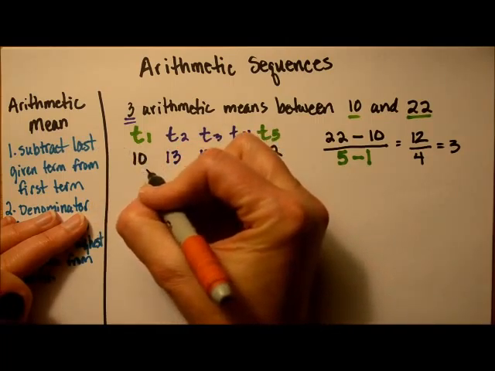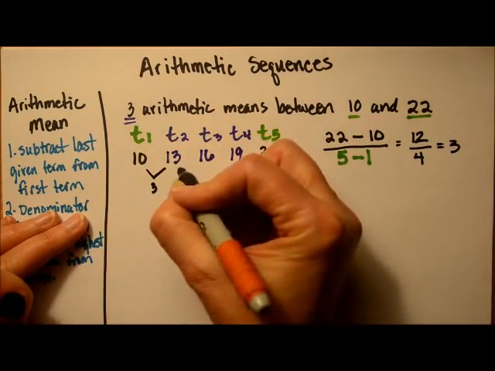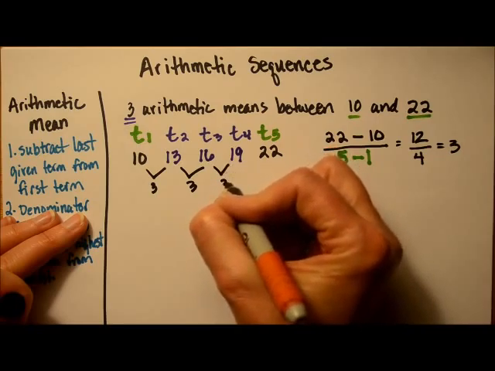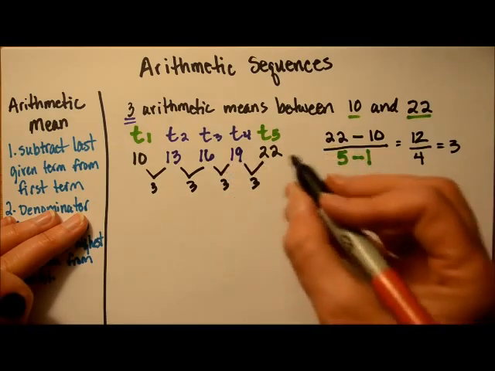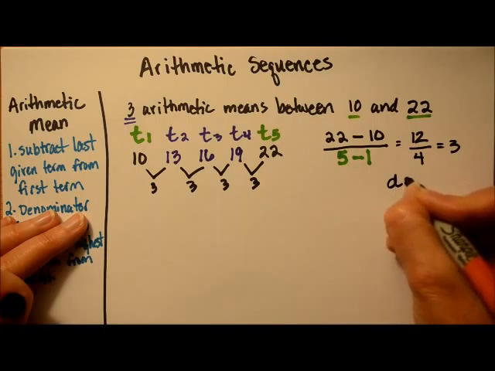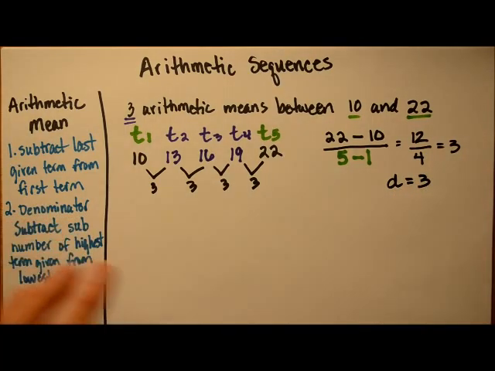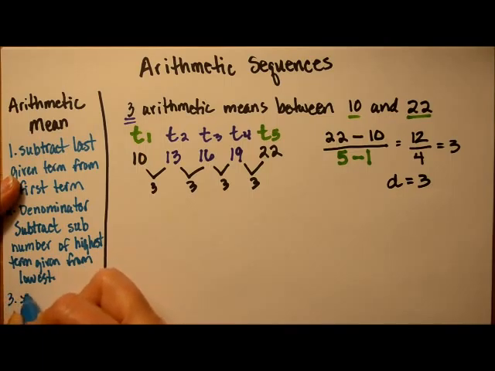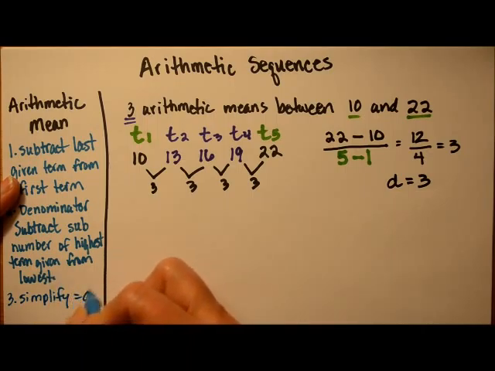So I added 3, added 3, added 3, I added 3. There's my difference, right here, D equals 3. And I can find my terms in between there. So all I did was find the difference. 3 arithmetic means. Okay, so number 3 here is simplify, and that equals D.